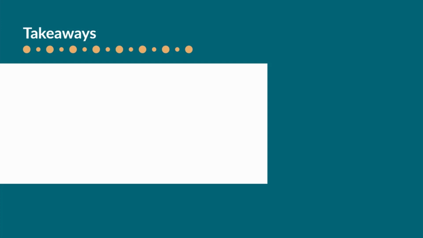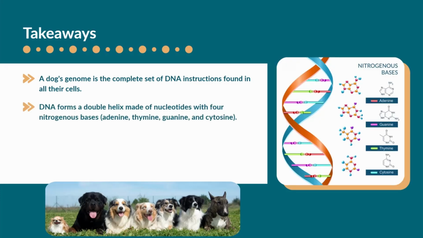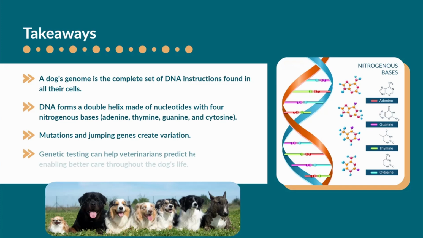Time for our key takeaways. A dog's genome is the complete set of DNA instructions found in all their cells. DNA forms a double helix made of nucleotides with 4 nitrogenous bases: adenine, thymine, guanine, and cytosine. Mutations in jumping genes create genetic variation. Genetic testing can help veterinarians predict health problems, enabling better care throughout the dog's life.